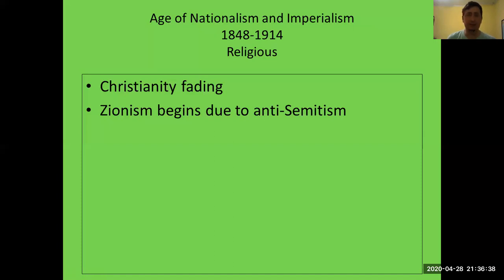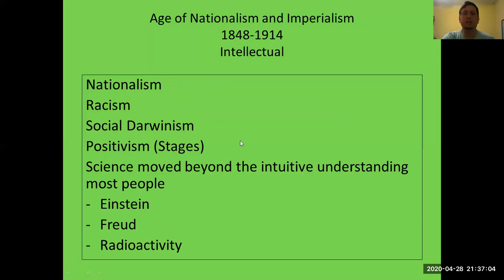And in fact, this movement of Zionism is the reason for the Balfour Declaration that the British put forth during World War One, and into the end of World War One, and then it's really after World War II that you start to see a huge movement for a Jewish homeland, which is created in the 1940s.